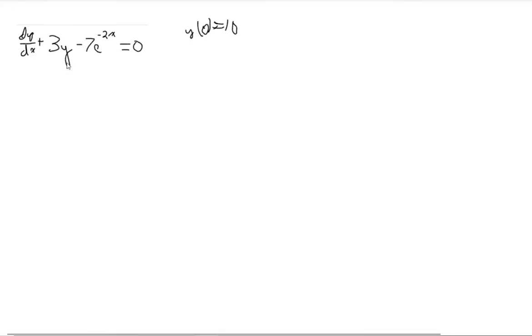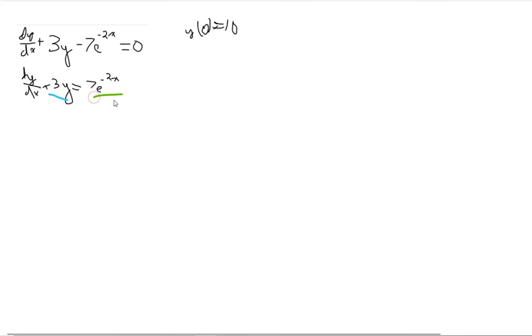So what we want is one term that has an x and a y, and then another term on the right side of the equation that has only x's. And this 7e to the negative 2x is only x's. So let's move that over. dy/dx plus 3y equals 7e to the negative 2x.